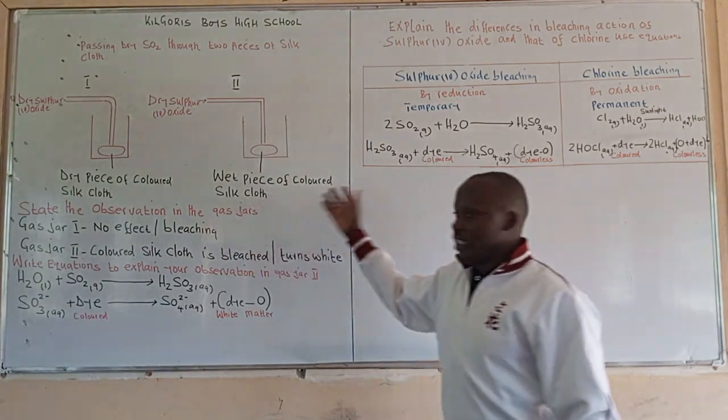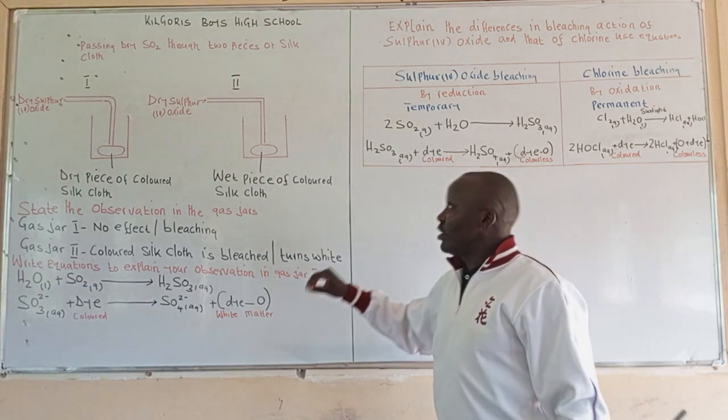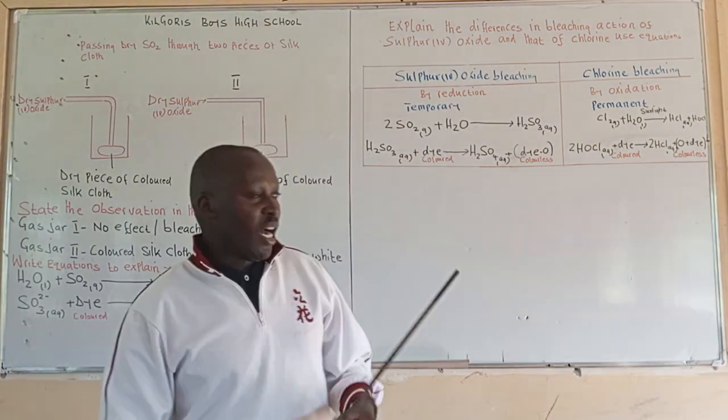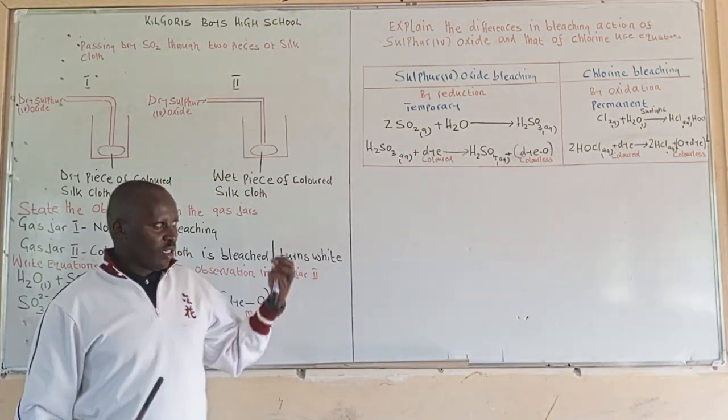One is explaining the bleaching action of sulphur using the diagrams, and of course giving the differences between the bleaching action of sulphur and the bleaching action of chlorine.